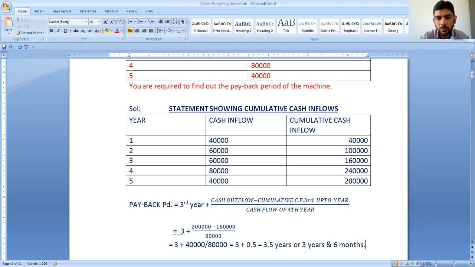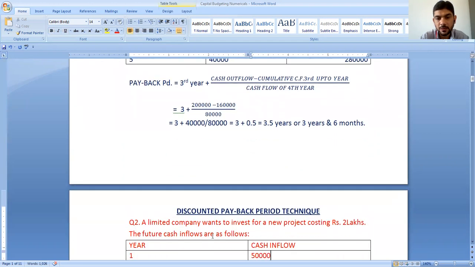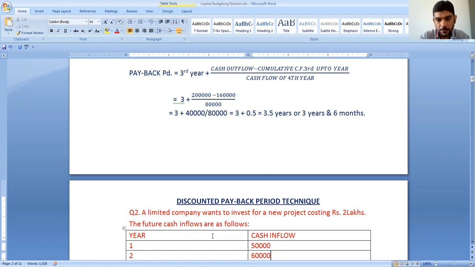Now we are having one more question related to discounted payback period. Discounted payback technique is the advanced technique of payback period. What all we are having here to consider the time value of money. Time value of money. So we have to check out the present value cash flows of each and every year.